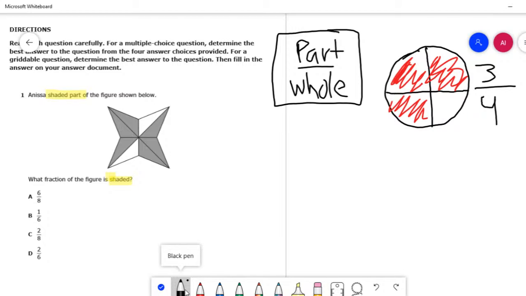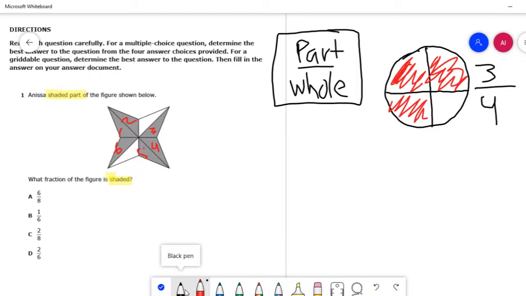So let's do the part first. How many parts are shaded in? Now let's just take red here. We can just start numbering them. We have 1, 2, 3, 4, 5, and 6.